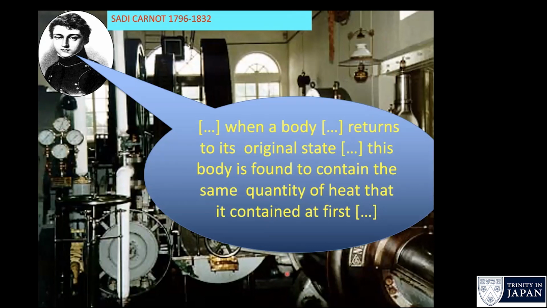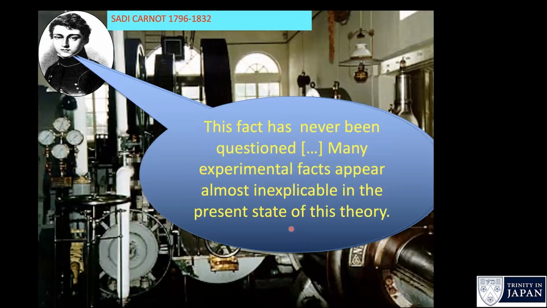Because Carnot said that if you have a machine that goes through a cycle, then he says it is found to contain the same quantity of heat that it contains first. It's basically a way of saying that heat is conserved. And then he writes, this fact has never been questioned. Many experimental facts appear to support it, but it is almost inexplicable in the present state of the theory. So he can't believe it, but he thinks, if I deny this, then people will not read my book. And that's more or less why I think that he is even a greater scientist than people have acknowledged.